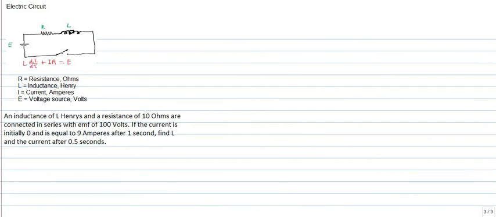To give an example for the application of electric circuits, we have an inductance of L henries and a resistance of 10 ohms connected in series with an EMF of 100 volts. If the current is initially 0 and is equal to 9 amperes after 1 second, find L and the current after 0.5 seconds. We will first write the given data.